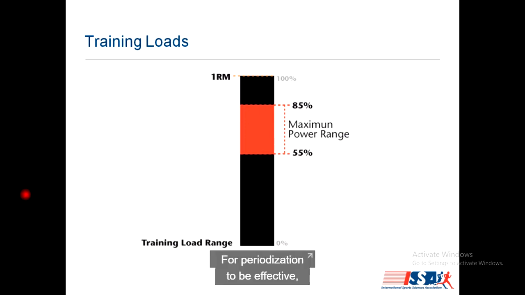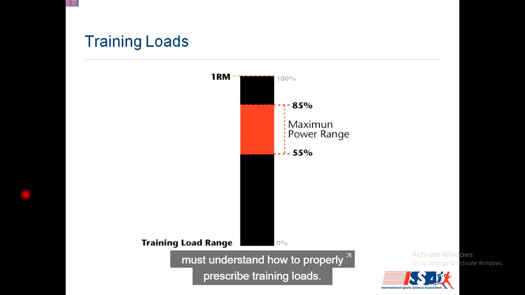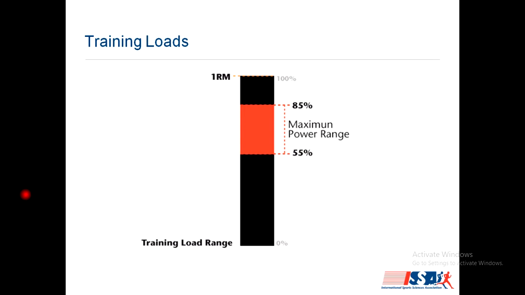For periodization to be effective, we as certified fitness trainers must understand how to properly prescribe training loads. It is imperative that you are able to determine the appropriate loads and repetitions necessary to bring about the desired goals of your clients. When discussing assessments, we touched on using the 1 rep max to identify a client's fitness level. Now, let's use the client's 1 rep max to determine his or her training load.